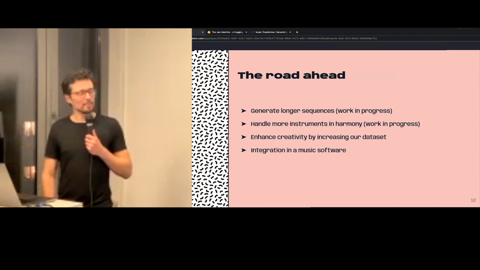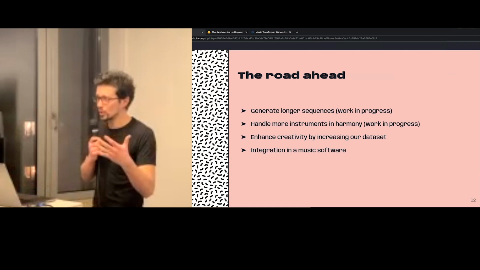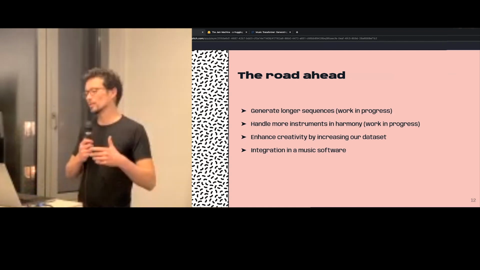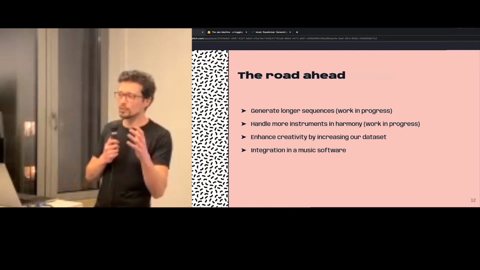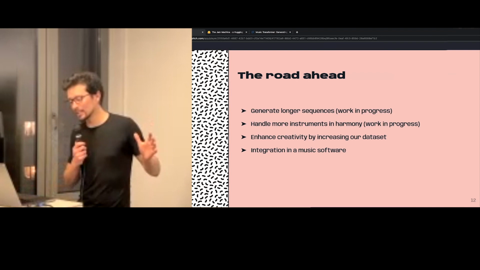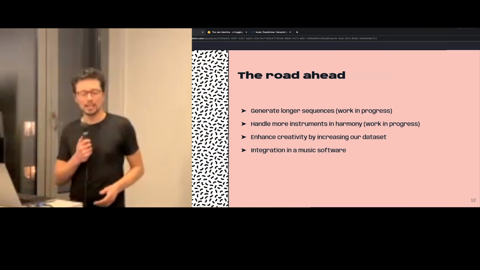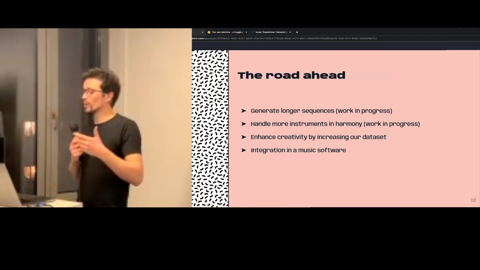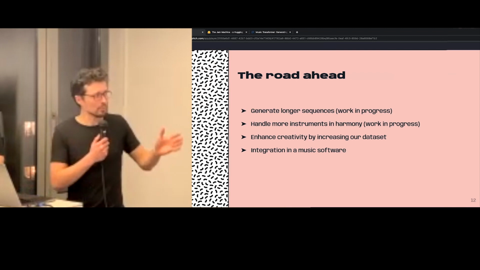And so we still have a few things that we'd like to do. For example, we'd like to be able to generate longer sequences of music because only 15 seconds can be a bit frustrating. We'd like to have maybe more instruments to increase the harmony and the complexity. And we would like also to enhance the creativity of our AI by feeding more data to it, more music. But as Halid mentioned before, it's difficult to find this MIDI music that we like. So that's maybe the most difficult part of it.